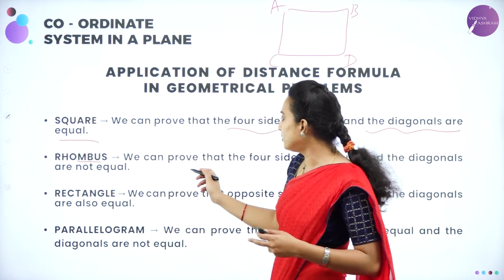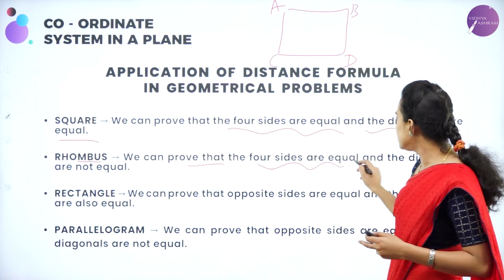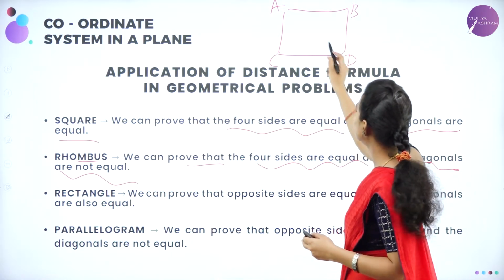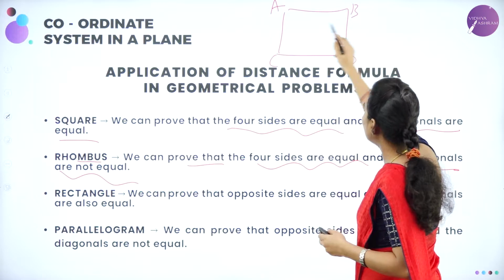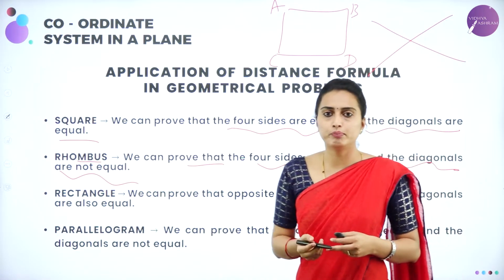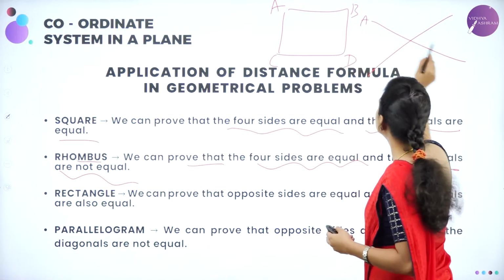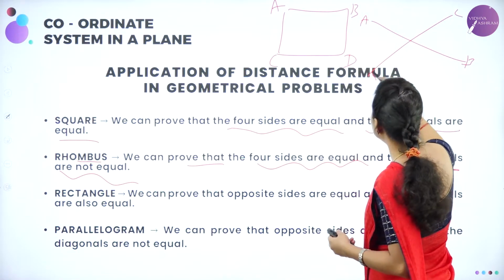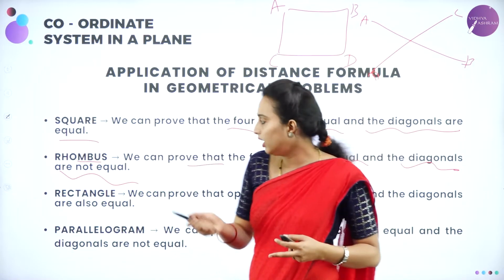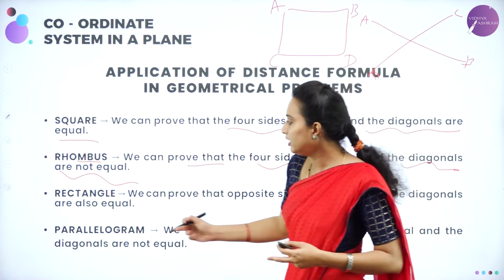Similarly, we can prove a rhombus. How can we prove the rhombus? We can prove that 4 sides are equal and the diagonals are not equal. So you are going to have diagonals like this. Diagonals are not equal. You can prove the length of this diagonal. This is the diagonal, okay, CD. If AB is not equal to CD, then it is a rhombus.